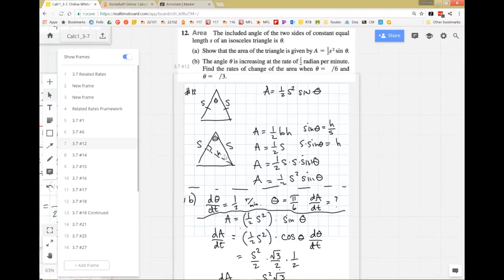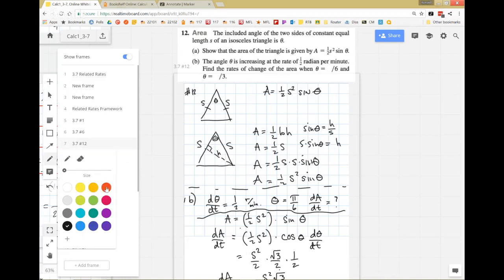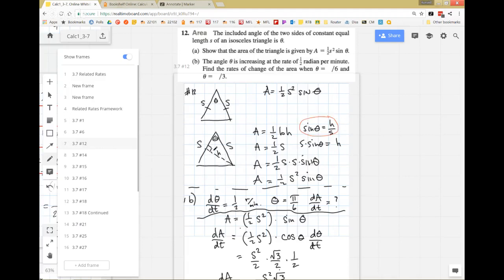So now I've got an H here. Let's see. If we take, so now we have a right triangle. If I take the sine of theta, I get the opposite over the hypotenuse, H over S. So we're looking at this guy right here now. I figured that out from this picture. If we solve that for H, multiply both sides by S, H equals S times the sine of theta.